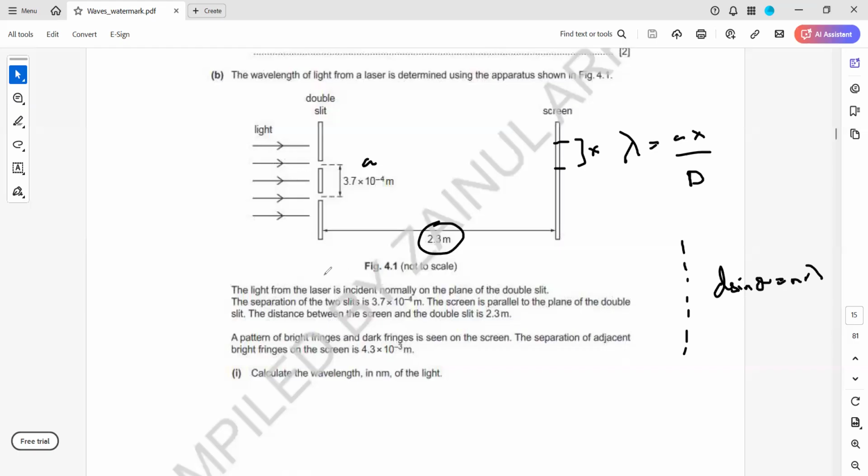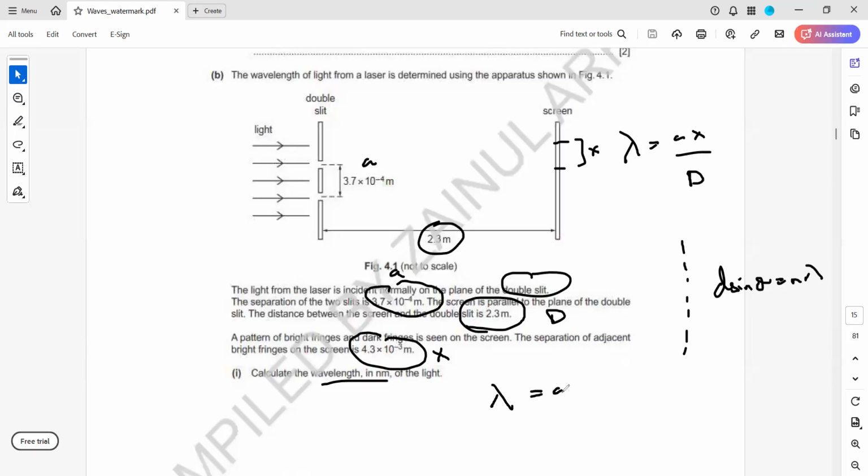So light from a laser is incident normally on a plane double slit. The separation between the two slits is given, so A is given to us. The screen is parallel to the plane of the double slit. The distance between the screen and the double slit is 2.3. A pattern of bright and dark fringes is seen. The separation between the bright fringes is given, so X is given. We want to determine the wavelength in nanometer.